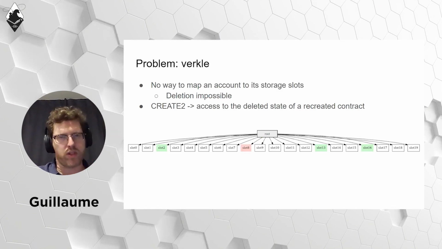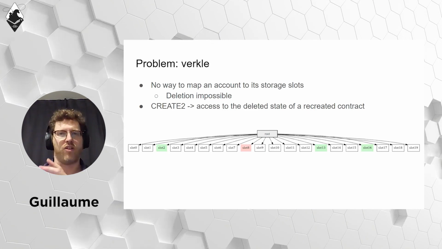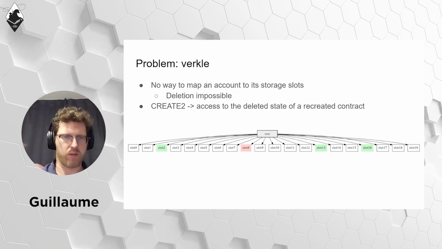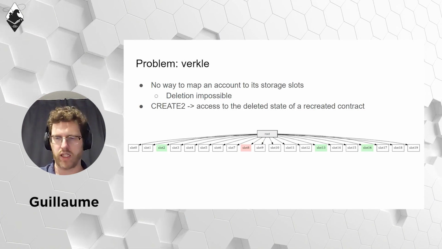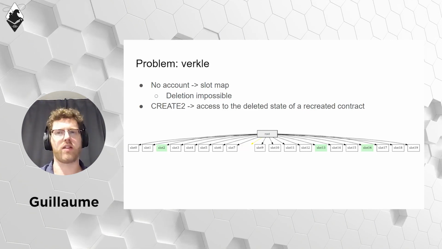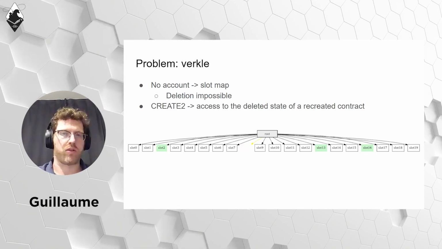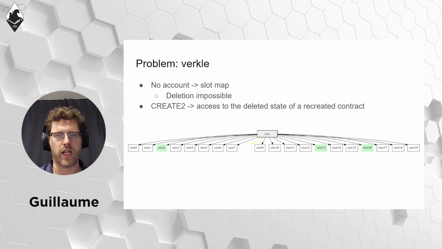The red square represents an account, and all the green squares represent the slots belonging to this account. It's a simplified model. The Verkle tree structure is a bit more complicated, but that's just to get an idea. So we would delete this account, and the rest of the slots will remain in the tree, because we can't tell, once again, which slot belongs to which account.